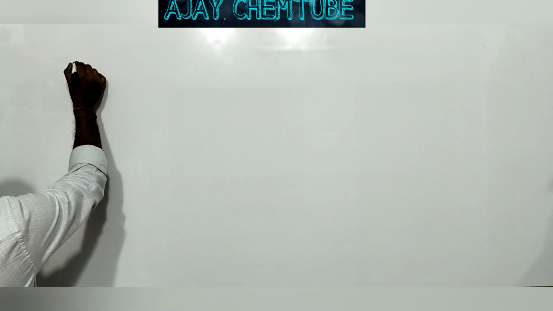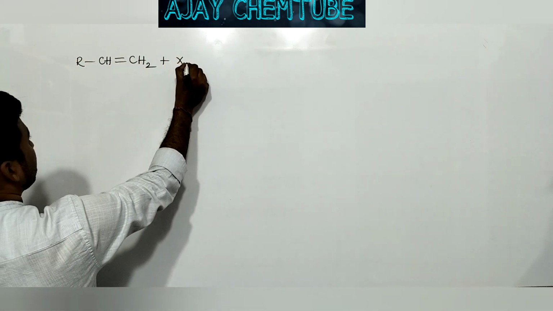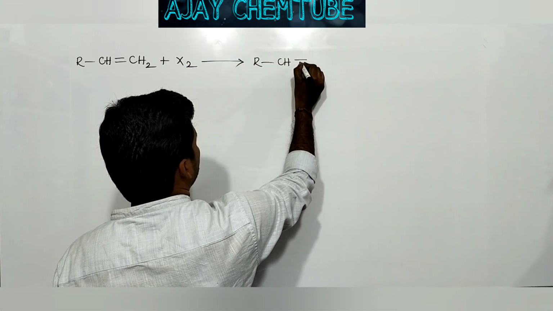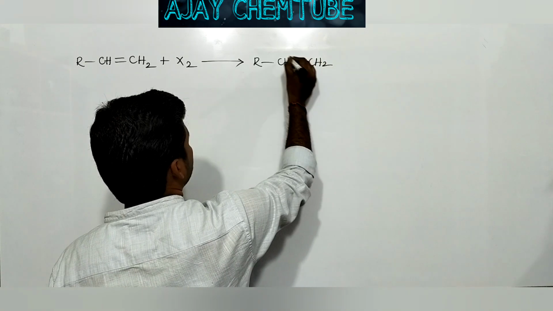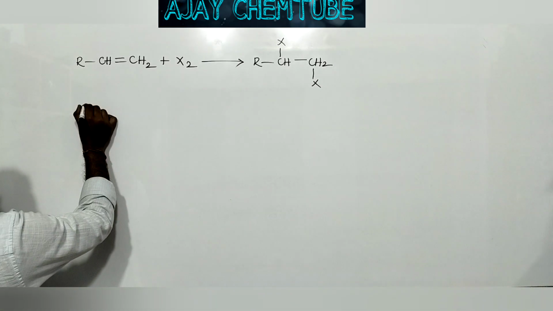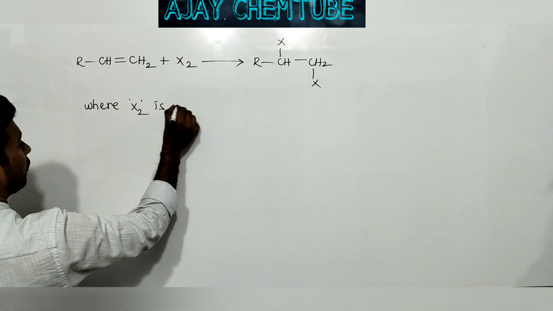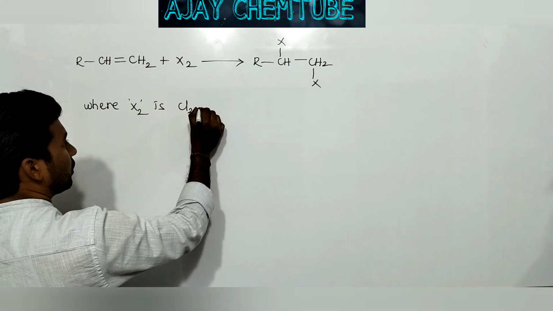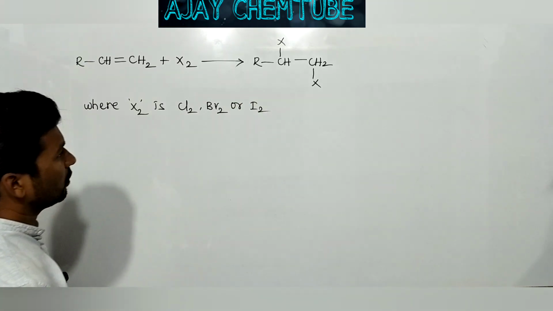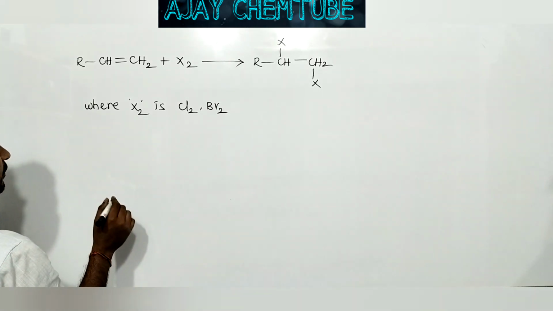Let's see here. RCH double bond CH2, addition of X2 gives rise to RCH single bond CH2 with X added on each carbon, that is the product. Where X2 is chlorine, bromine or iodine.